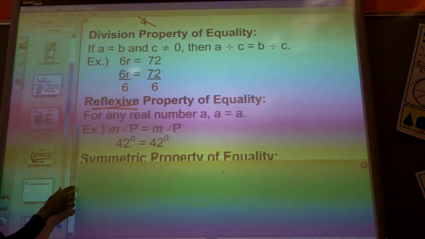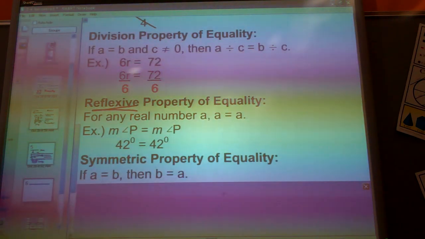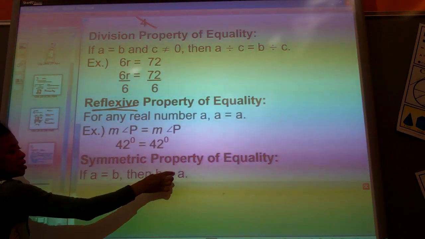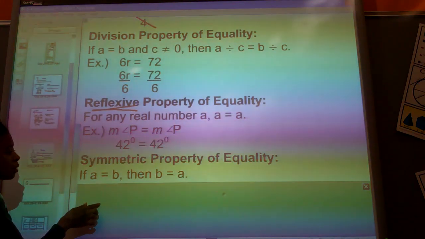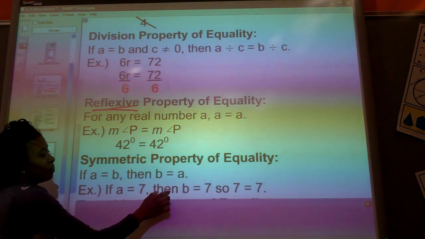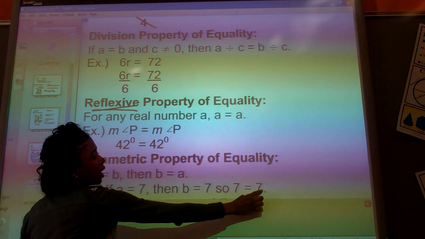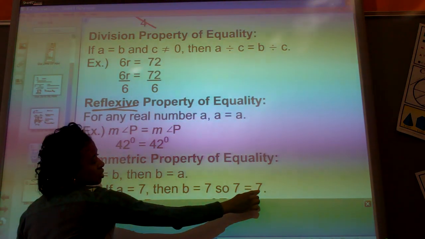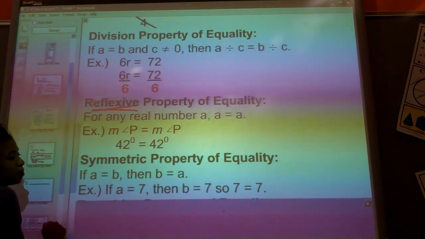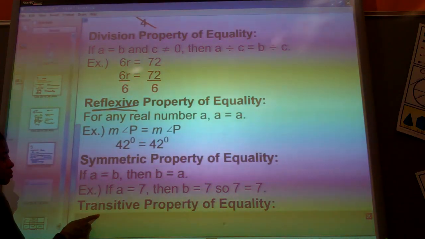Now, symmetry, okay, a flip, symmetrical property of equality. If A is equal to B, then B is equal to A. For example, if A is equal to 7, then B is equal to 7. So even if I flip it around, B will be equal to A, or B is equal to 7, A is equal to 7. They're both equal to one another. A equals B, B equals A. Symmetrical, they're the same thing.